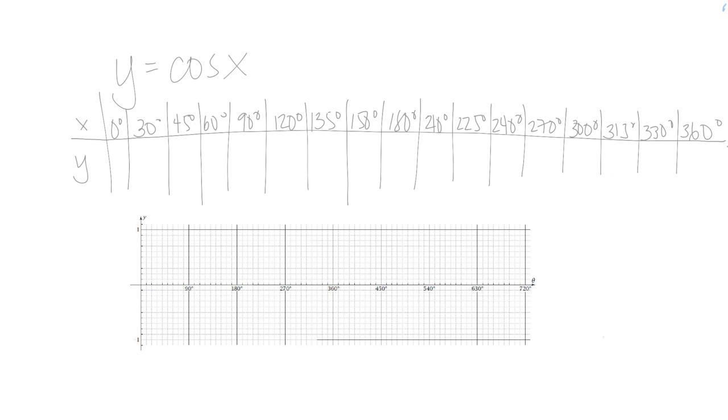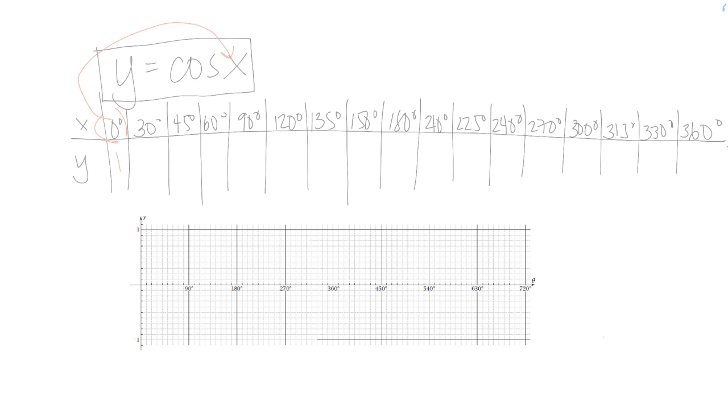Okay, so now we're going to do the same thing for cosine. The parent function for cosine is y equals cosine of x. We're going to take our degree values that are on the unit circle and plug them in for x and get the corresponding y value. So for the first one, I'm plugging in 0 degrees for x, so I'm finding the cosine of 0 degrees. The cosine of 0 degrees is 1.